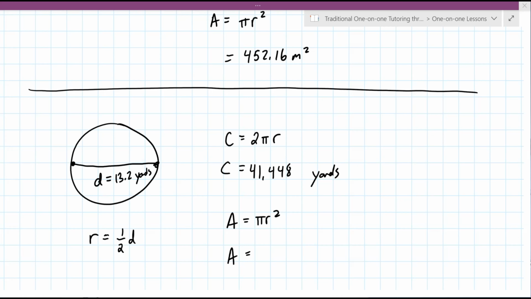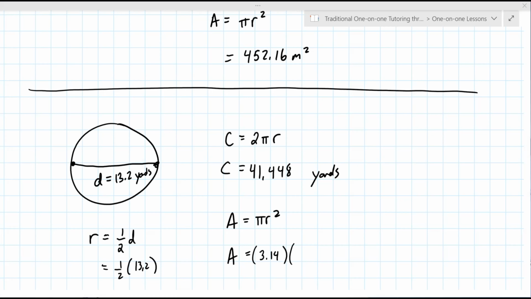Is it 273.5568? It's a little bit too big of a number. So pi is 3.14. And what is the radius? No, the diameter is 13.2. What's the radius? Half of what number? What is half of 13.2? We need to divide 13.2 by 2.